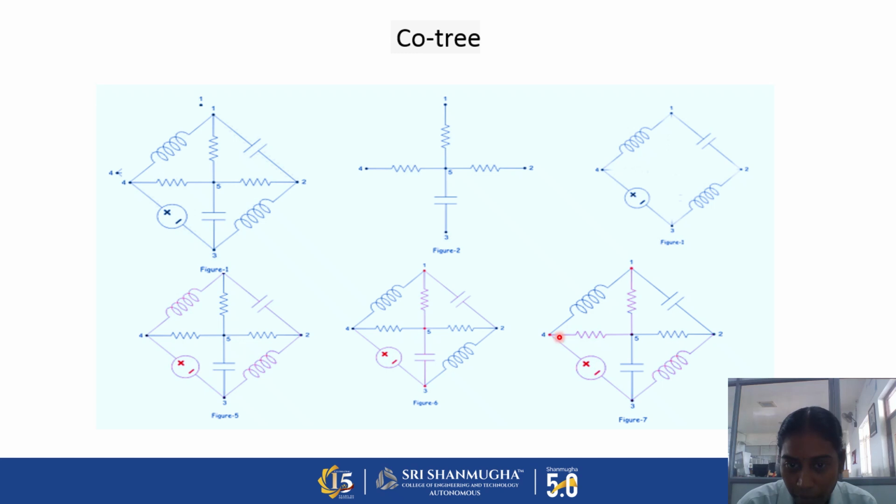The same way, 4 to 1, 1 to 2, 2 to 5, then 5 to 3. So this can also be considered as a tree. So the remaining branches are called the cotree.